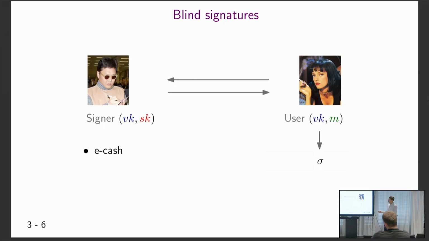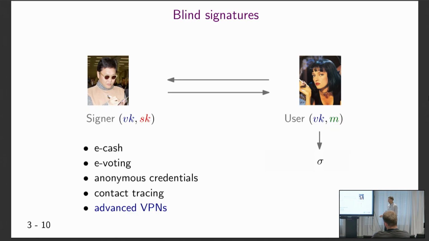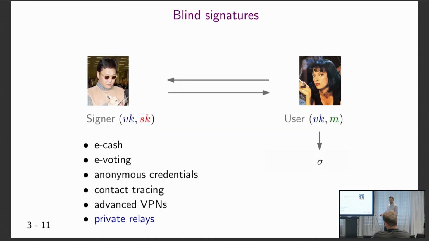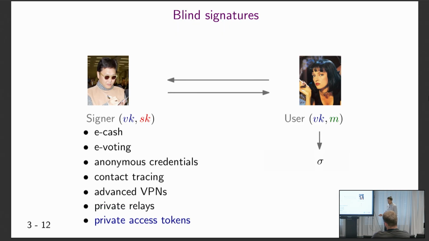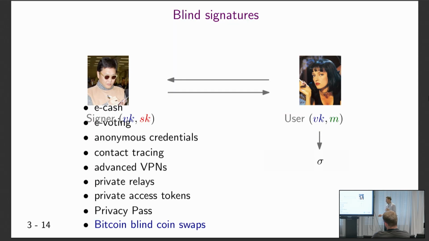Okay, what they were originally introduced for is electronic cash, e-cash, predating Bitcoin by quite a bit, and I'll talk about this in a bit. They were also used for e-voting, anonymous credentials, and then more recently there was a lot of renewed attention. They were used in contact tracing and a lot of privacy-preserving authentication, like advanced VPNs, private relays, private access tokens, Privacy Pass, and Bitcoin blind coin swaps, which I'll also talk about.